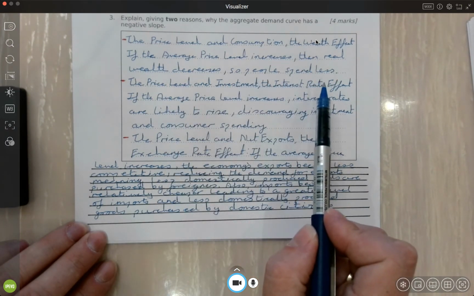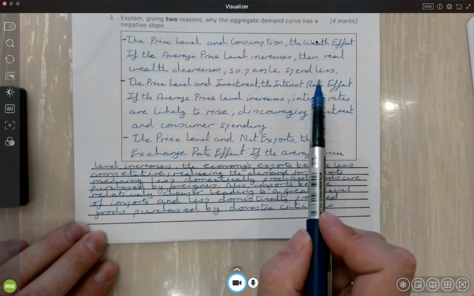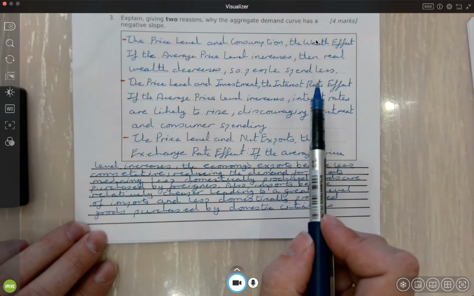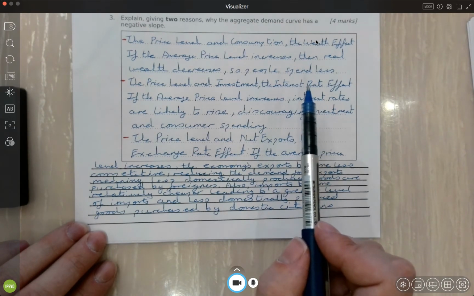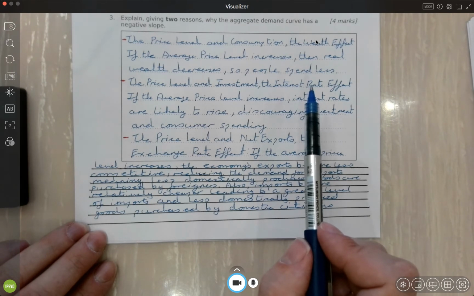That's the reason, because you can't afford to buy as much as you could with your fixed income, assuming fixed income in the short run, which we do, at higher price levels. I mean, if everything costs €1 and you have €100, you can buy 100 units of stuff. If everything costs €2 and you still only have €100, you can only buy 50 units of stuff. It's quite obvious.